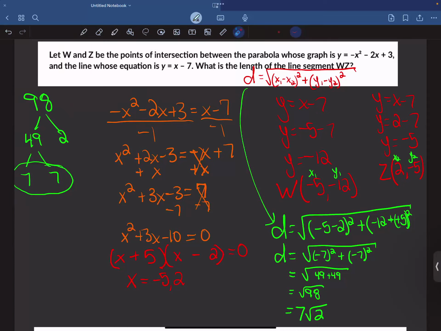Now, the reason I wrote it this way instead of writing a decimal, because the next one's going to be a decimal, is because the 4 choices the ACT gave you for this question were not in decimal form. They were in simplified square root form. So that's why I did it this way.